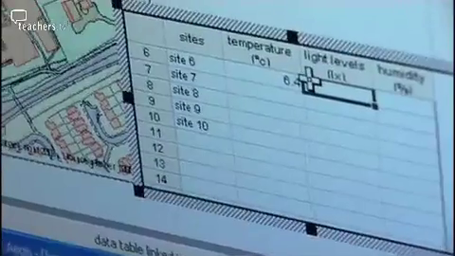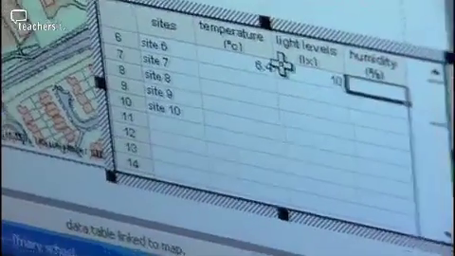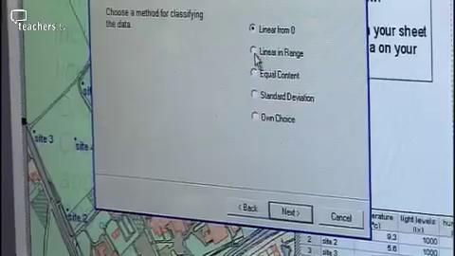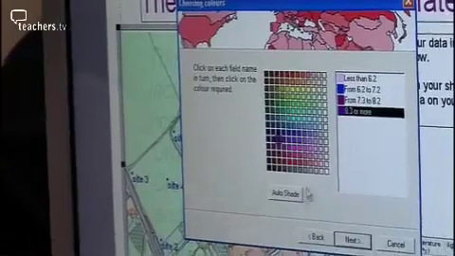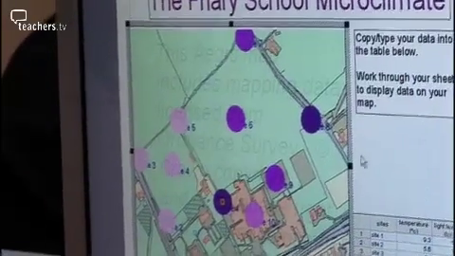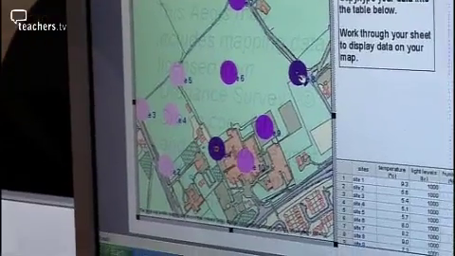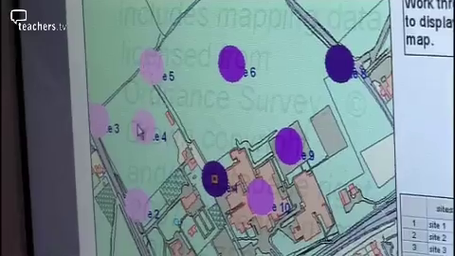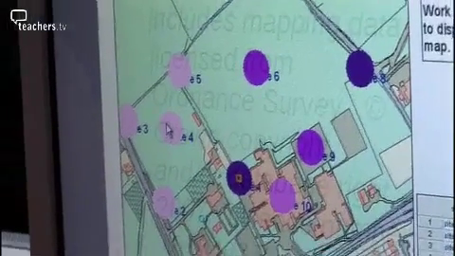They then copy the data they've collected into a GIS program. The software then allows the students to display their data graphically at the corresponding sites on the map of the school. Well, we can tell that the darker ones have got a higher temperature than the lighter ones on the graph. The warm ones are near buildings and where there's dark surfaces, and the lighter ones are where there's open areas that aren't very shaded.